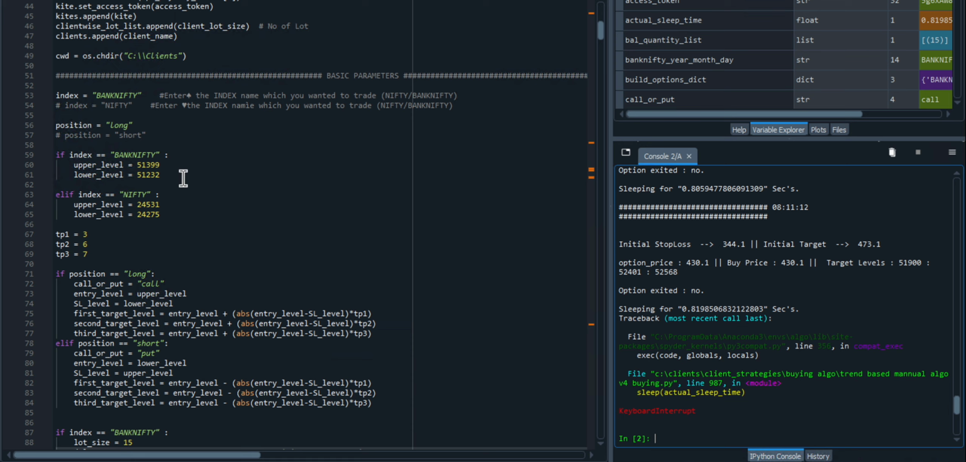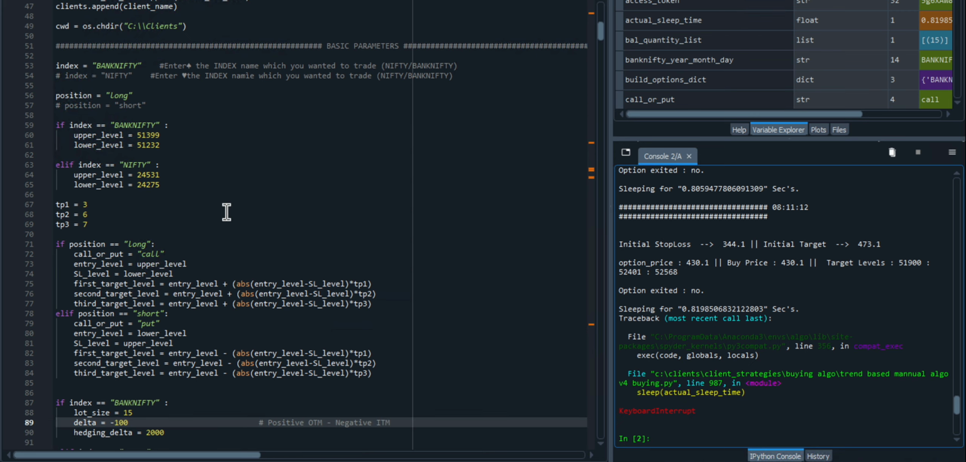So when the level breaks on the upper side, you are going to take entry. When the level breaks on the downside, that means your logic has failed and you are not going to take the entry. Okay, the same applies to Nifty.